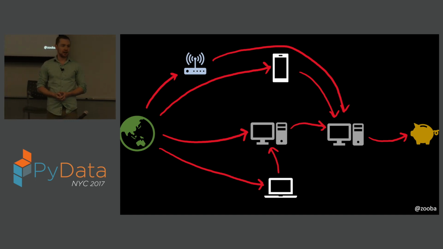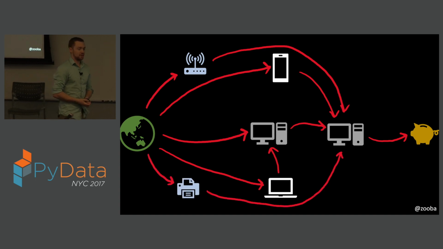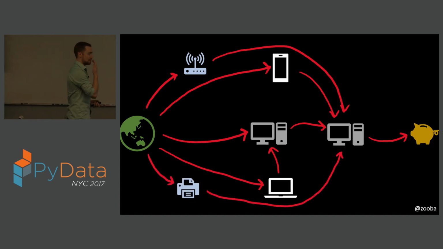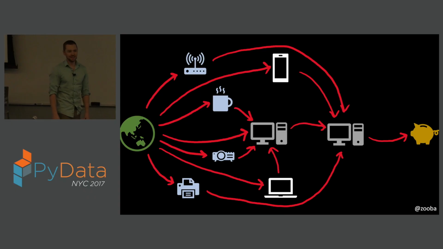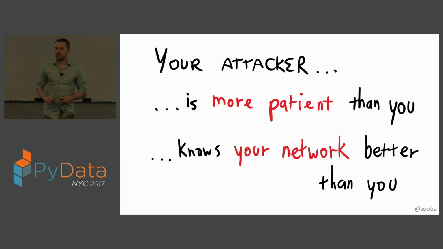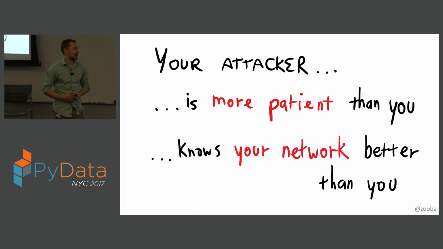Do you know about every single router on your network? Do you know what versions of firmware it's using? Do you know what vulnerabilities it has? Your attackers do. Do you know about all the network printers on your network? Your attackers do. Every network-connected projector, network-connected coffee machine, light bulb, thermostat. The point of assume breach is that your attackers are far more patient than you and they know your network better than you ever will.